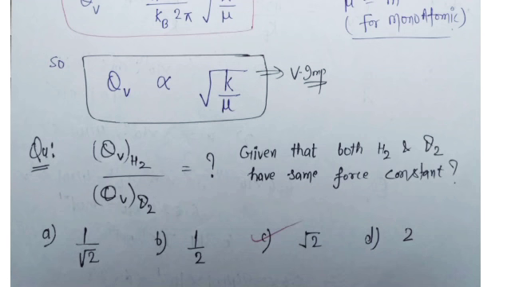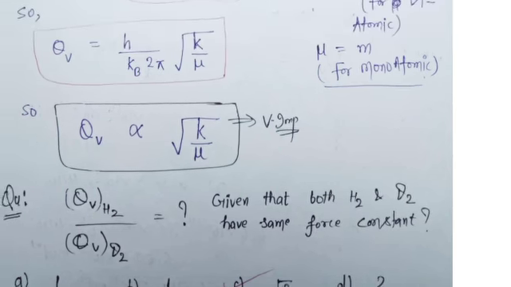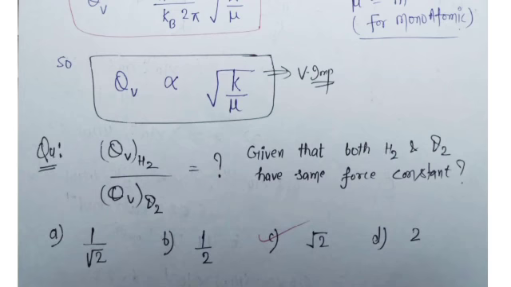What is given to you is that the k value, the force constant, for H2 and D2, deuterium, are the same. The k values are the same for both, and the variable thing is mu, the reduced mass. So you have to find out the ratio, and I am telling you the answer is C, that is root 2. You have to just solve it on your own, and when I give you the solution in the next video, you can match it to see whether you are going in the right way or not.